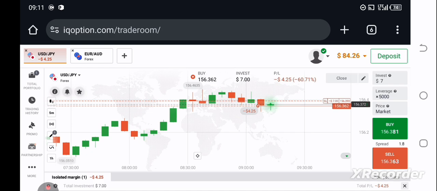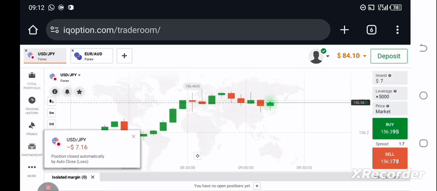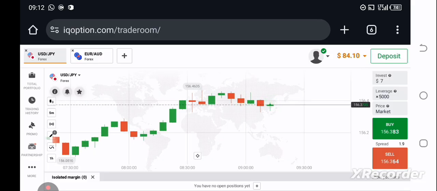So I'm going to leave this position open like this. Let's see how it's going to run. So I just hope that I've been able to solve your question. Okay, you can see now you can see the position close automatically. You can see because I set it at $7 because I invested $7. You can see that the position has closed automatically with a leverage of 5,000, which has a trading volume of 35,000.